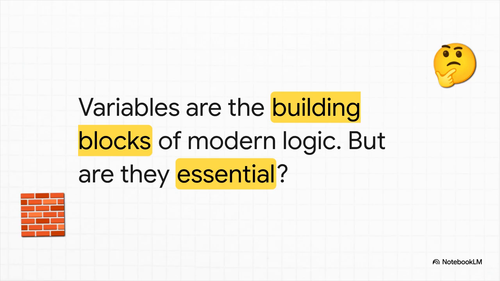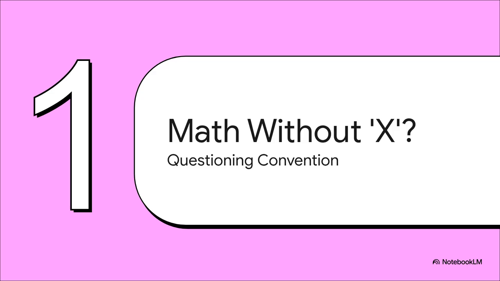But what if they aren't as critical as we've always assumed? What if there's a totally different way to say the same thing? That's the rabbit hole we're going down today. To really get how wild this idea is, you have to appreciate just how baked in variables are. I mean, it's a universal convention, it's the default language we all learn.